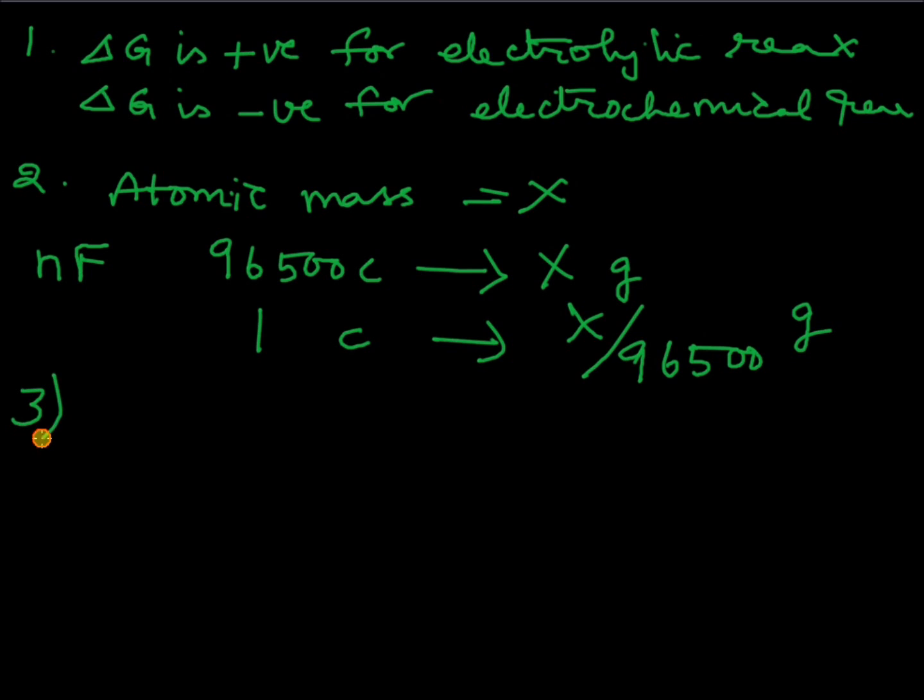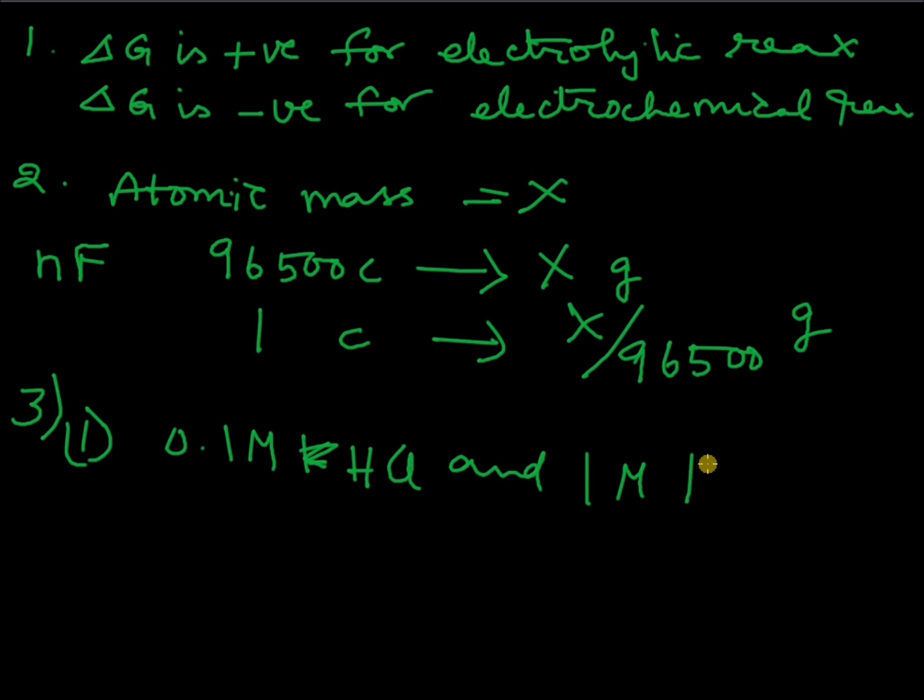In the third question, first subdivision, you have 0.1 molar HCl and 1 molar HCl. You are given these 2 solutions. You are asked to find out which one will have higher conductivity. You know conductivity depends on concentration. Since the second solution is of higher concentration, this will have higher conductivity.